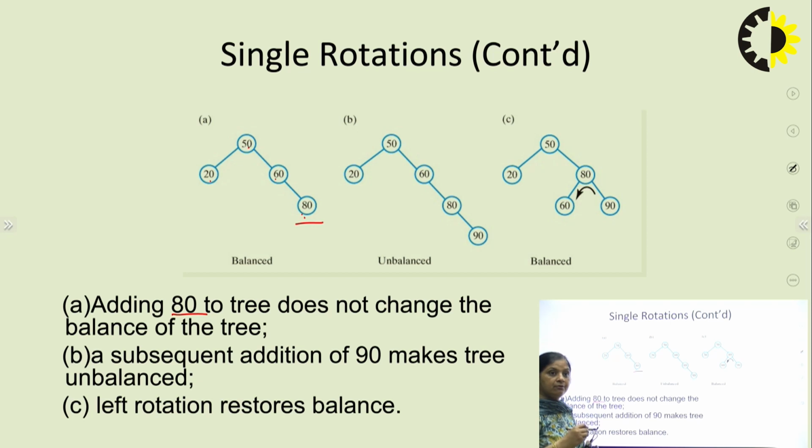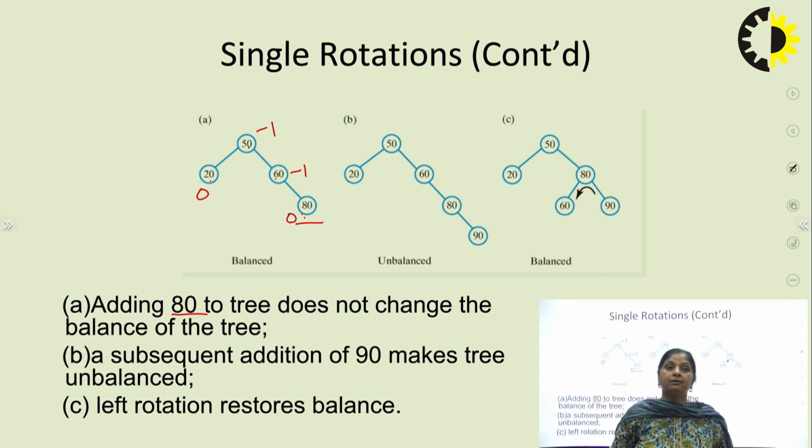Now the balancing factor is 0. Okay, then 0 minus 1 is minus 1. This is also 0 because left and right both subtrees are null. So here it is 1 minus 2, minus 1. So either the balance factor is 0 or minus 1. So it is AVL. Okay, so there is no more work required.